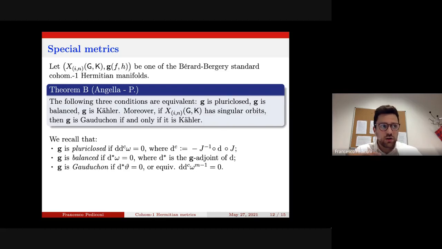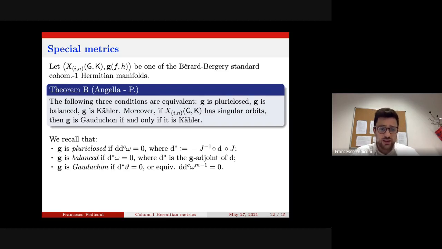Let me just say that all of these conditions are studied in general in non-Kähler geometry because they are weaker conditions than being Kähler. In general they are called special metrics. In particular, G is pluriclosed if the fundamental two-form omega is ddc-closed. G is said to be balanced if the fundamental form omega is co-closed, where this star is nothing but the G-adjoint of d. And finally, G is said to be Gauduchon if the Lee form is co-closed, which is equivalent to saying that the power m minus 1 of omega is ddc-closed.